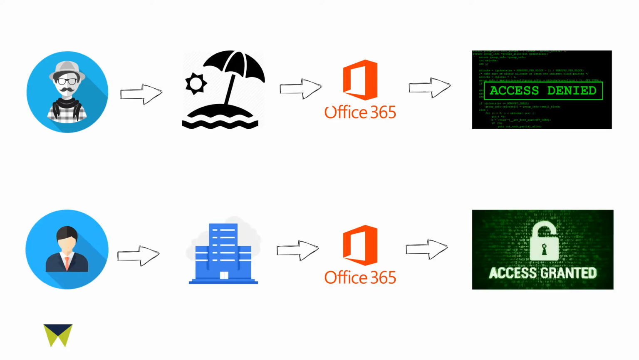Another example here is we've got a user who's on a beach somewhere who's trying to access Office 365. He's going to be denied, whereas the other user is at the corporate network, he's going to be granted. So you can be very specific with the IP ranges and who's allowed to actually access Office 365 services outside of the corporate network. Again, you can also restrict some within the corporate network if necessary.